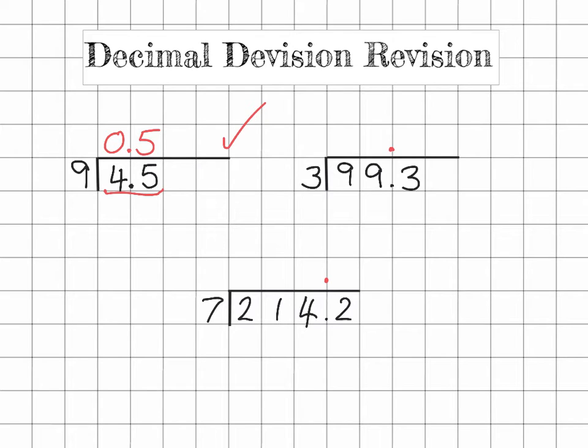Now we go, how many times can we get 3 into 9? 3 times. Same again. And once. That's our answer there. Give yourself a tick if you got that one right. How many times can we get 7 into 2? No times. How many times can we get 7 into 21? 3 times. Into 4? No. Into 42? 6 times. So we don't have any remainders for any of those. So it should be 30.6. Give yourself a tick if you got that one correct.